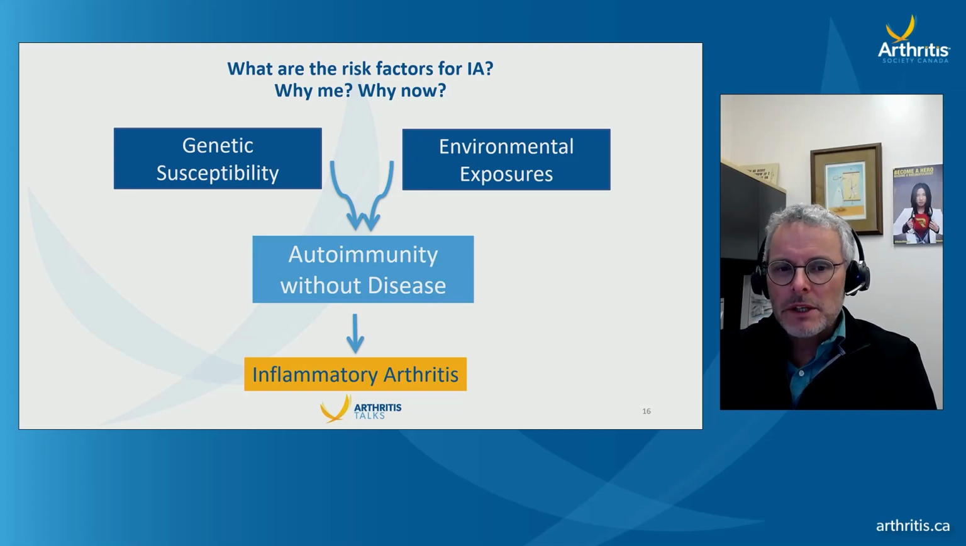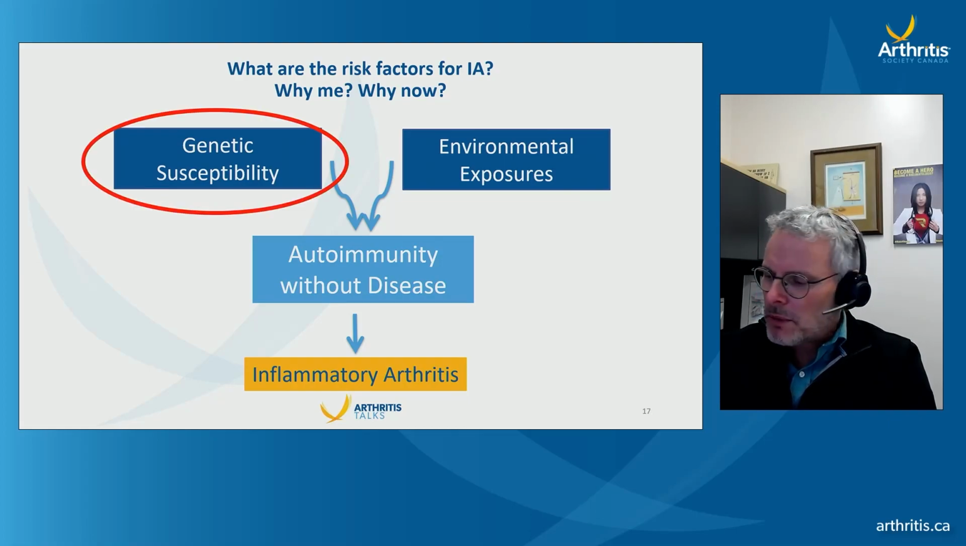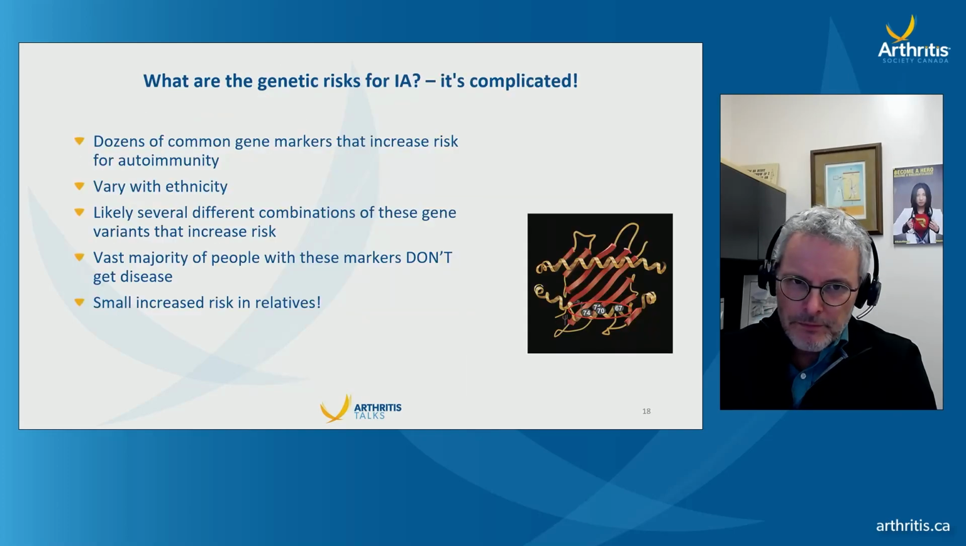This is a model that we use for all forms of autoimmune diseases, where people have a genetic background that predisposes them to getting these. And then they have a series of exposures in their environment, and that produces some autoimmunity, which can eventually become inflammatory arthritis. Let's talk a little bit about the genetics first.